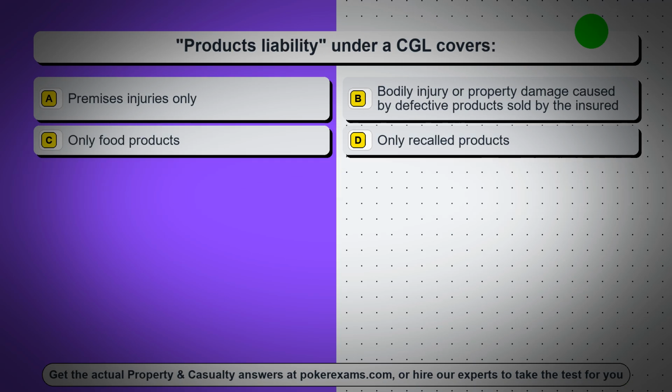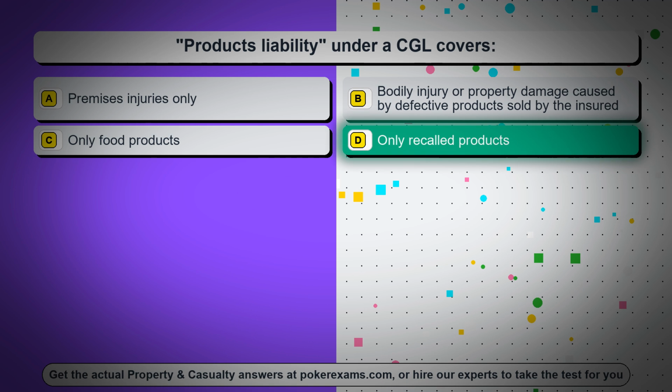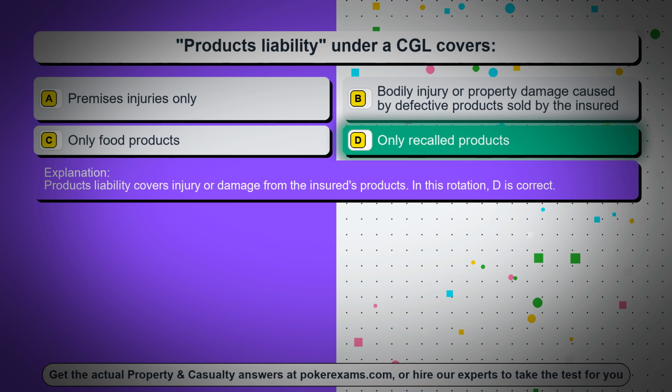Question 38. Products liability under a CGL covers: Option A, premises injuries only. Option B, bodily injury or property damage caused by defective products sold by the insured. Option C, only food products. Option D, only recalled products. The correct answer is option D, only recalled products. Products liability covers injury or damage from the insured's products. In this rotation, D is correct.